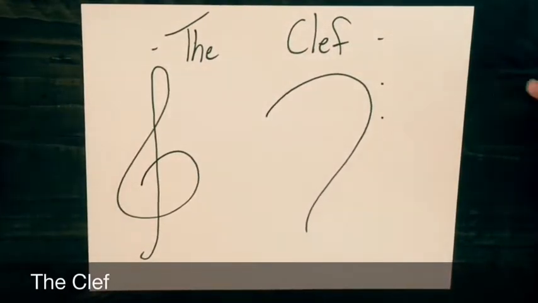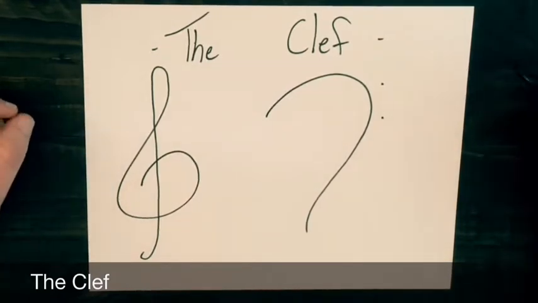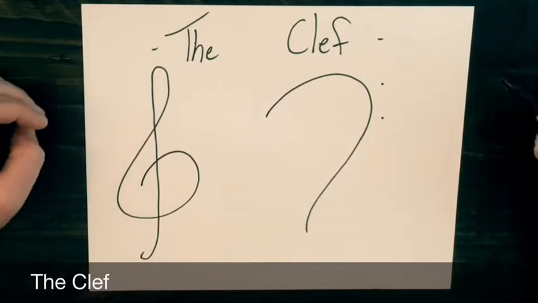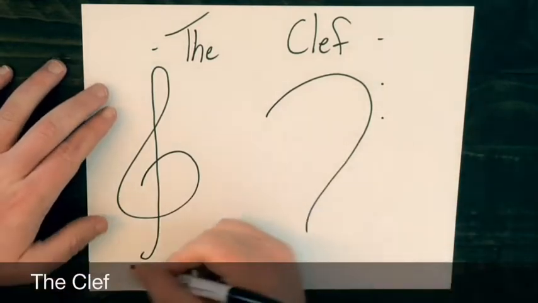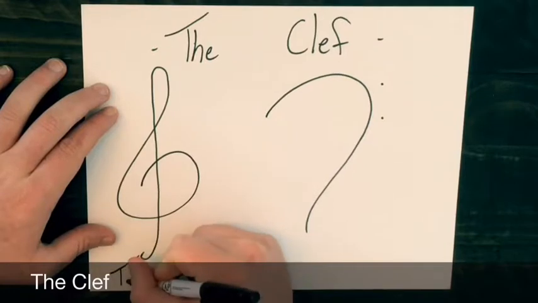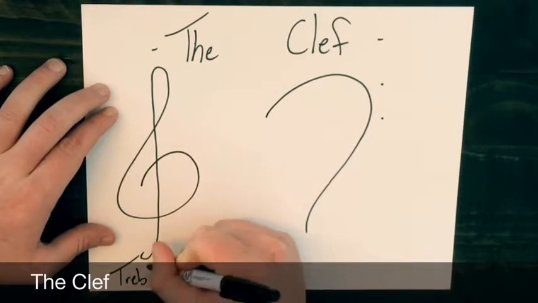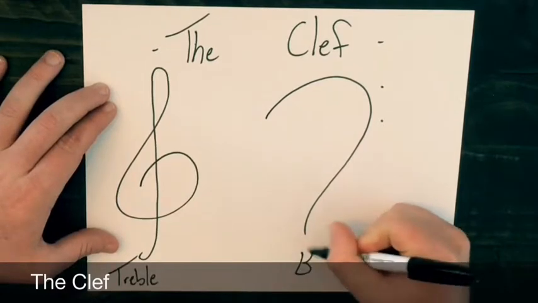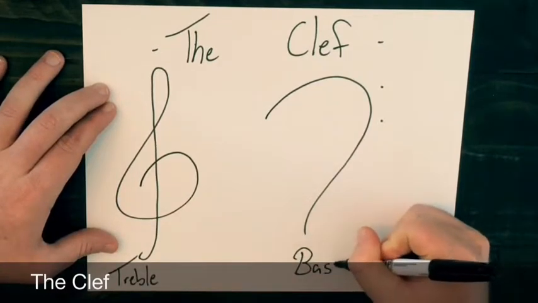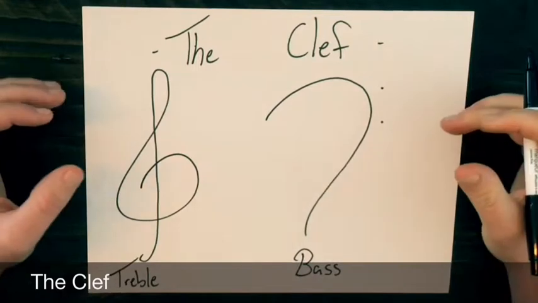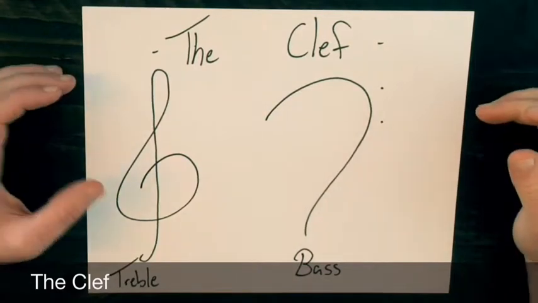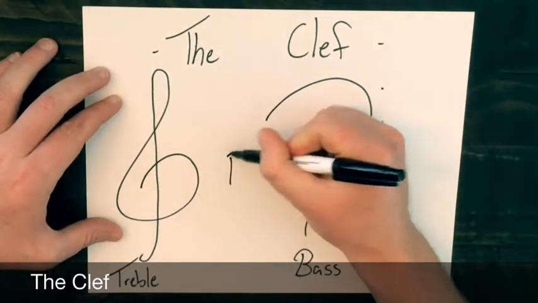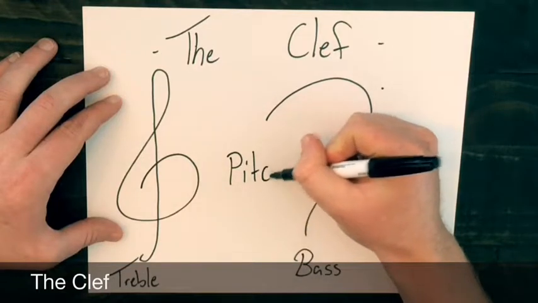Now, before we start writing music or putting notes on our staff, we first have to assign the staff a clef. Now, there are 2 main clefs that we're going to be talking about today. We're going to be talking about the treble clef and the bass clef. Essentially, what a clef does is it tells the player how high or how low they are going to be playing. So this starts to deal with the word known as pitch.